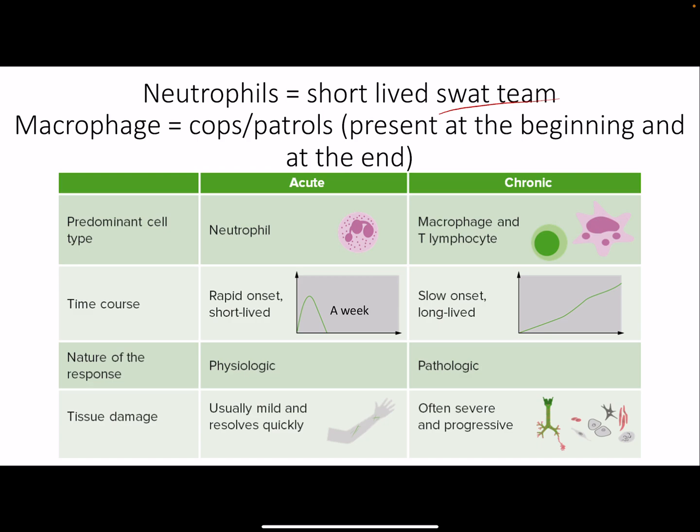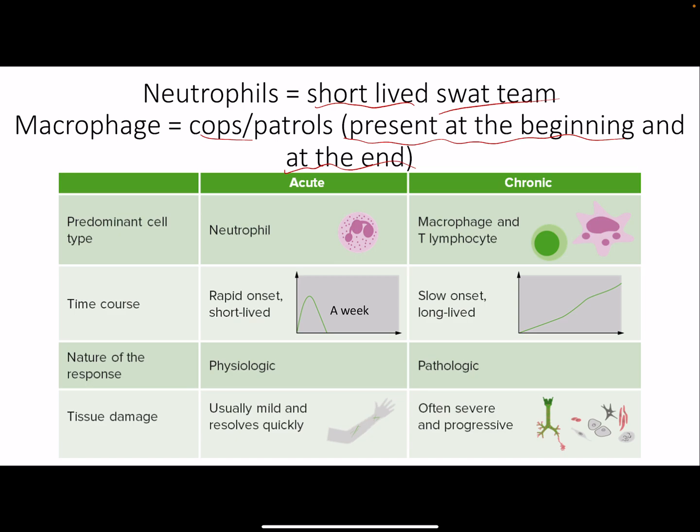So neutrophils are the SWAT team. They are short-lived. Macrophages are going to be our cops or patrols, meaning they're present at the beginning of the infection. They're calling for backup from the SWAT team. But eventually, you win the battle, hopefully, or you're dead. You win the battle, you kill the pathogens, and the neutrophils, the SWAT teams, eventually leave, but the macrophages, the cops, they need to stay around for the end.